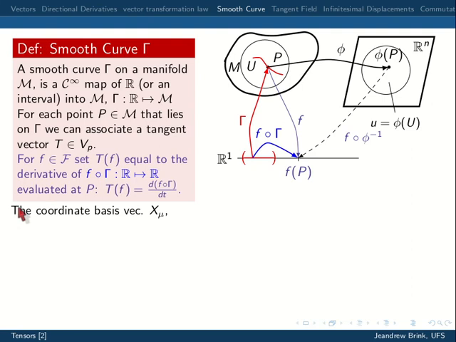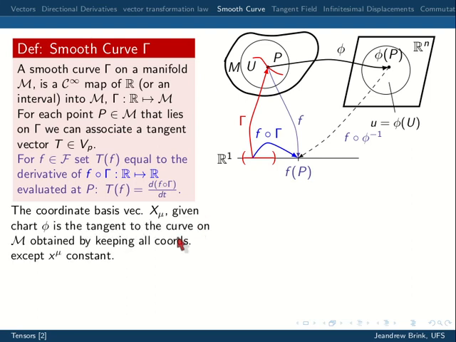Okay, so now you have coordinate basis vectors x of mu, and you have n of them. You have a chart phi, which helps you embed the Rn properties into your manifold. And given that, the tangent to the curve on M can basically be obtained by keeping all coordinates except mu constant.